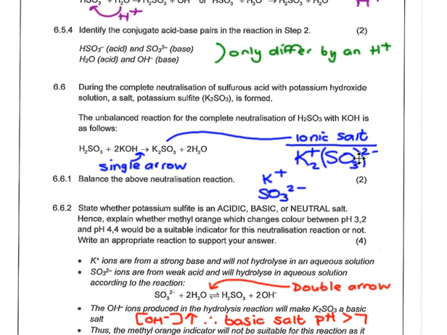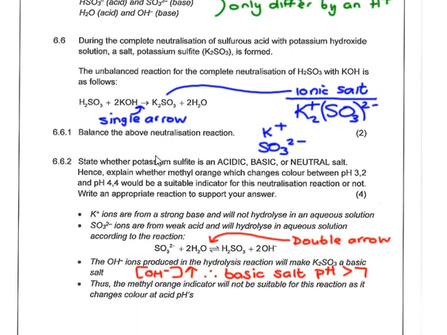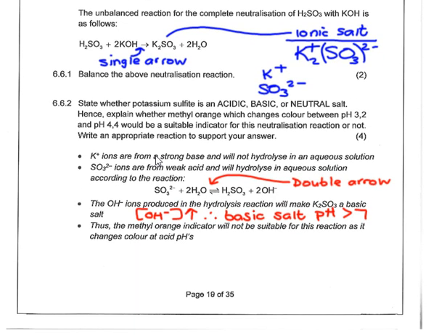We've got SO3 2 minus, which comes from the weak acid. So this ion is strong, and that ion will react further with water. Remember, in an acid-base reaction you use a single arrow, but in hydrolysis you use the double arrows. As we've already said, let's read the question: state whether potassium sulfite is an acidic, basic, or neutral salt.